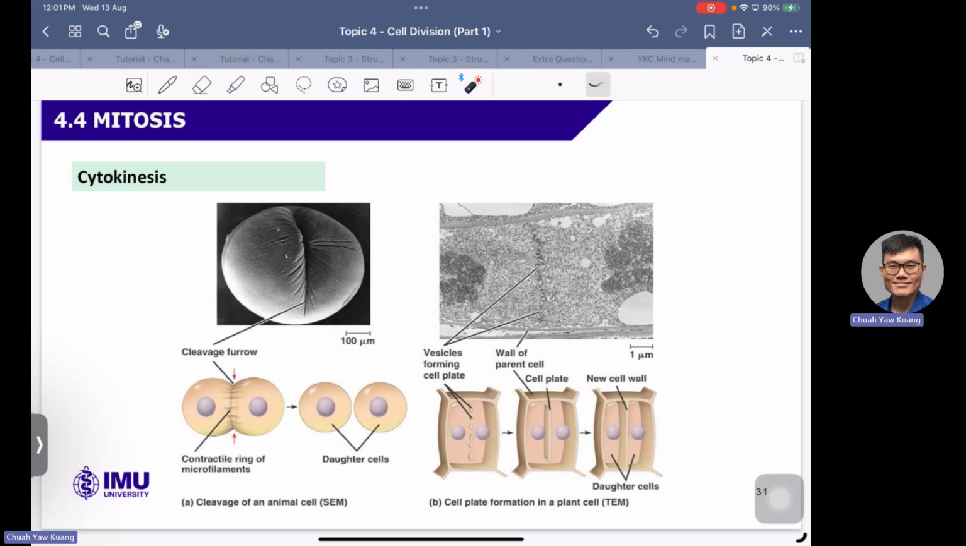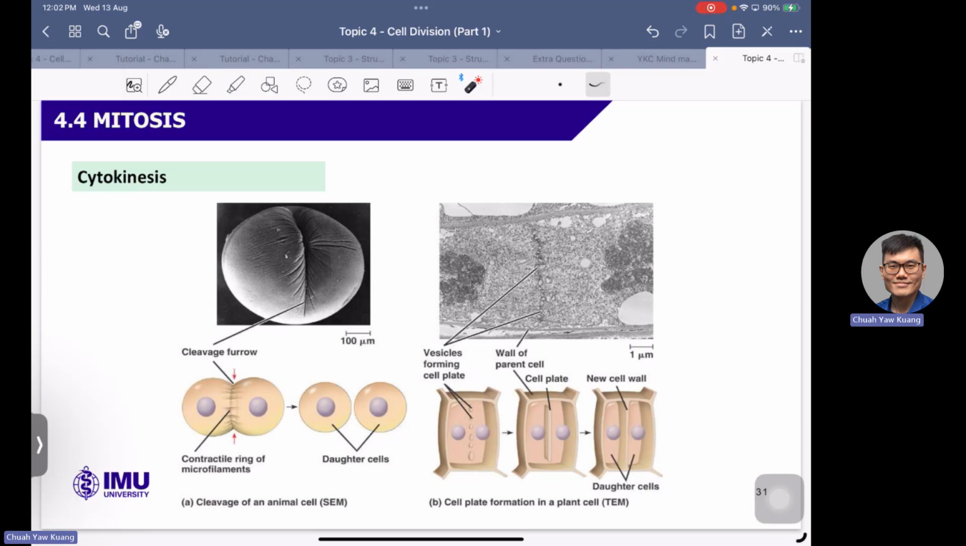For plant cell, well, the first one is always the cell will deposit the vesicle at the center of the cell. That's the first one. After that, these vesicles will fuse together to form a cell plate, and eventually this cell plate will grow to become the new cell wall and separate the 2 cells.